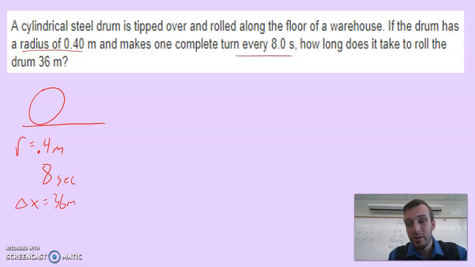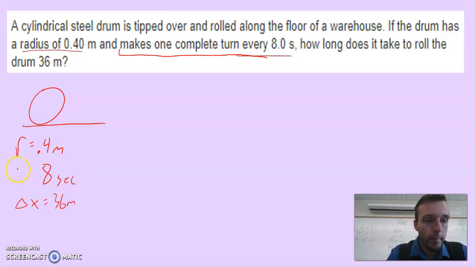So for this problem, there's a couple things you need to know. Look at this phrase here: it makes one complete turn every. That is big T, or period. So big T is our variable for period.